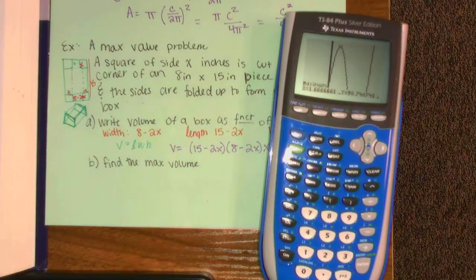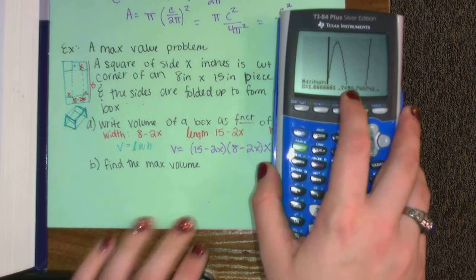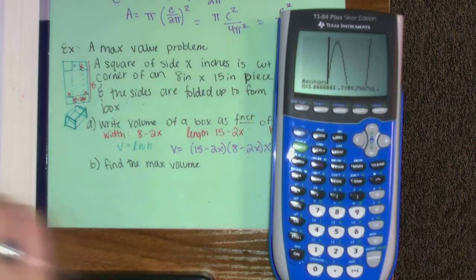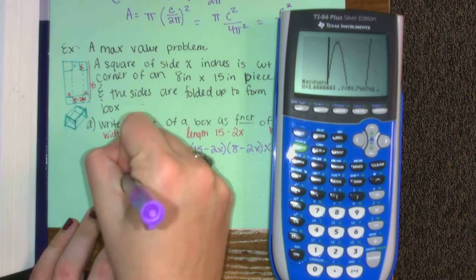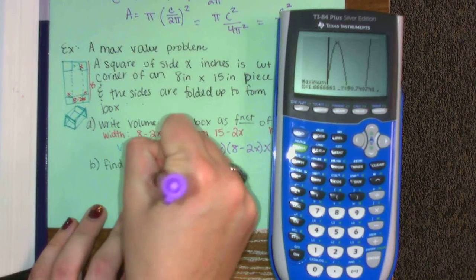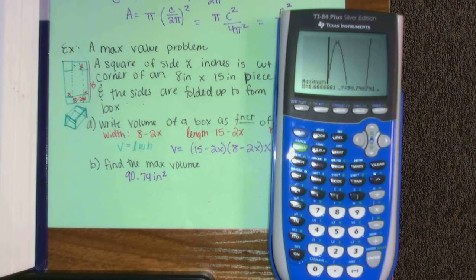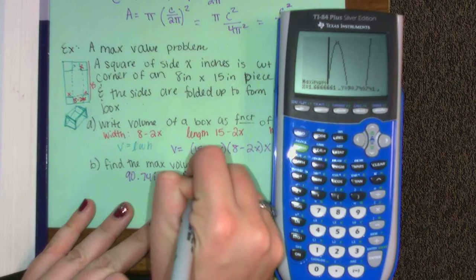Did everybody get this? And then 90.74. Okay, so let me show you. When it asks for the max value, we're looking at the Y value. So our max volume is 90.74 inches squared. And that's just from the calculator.